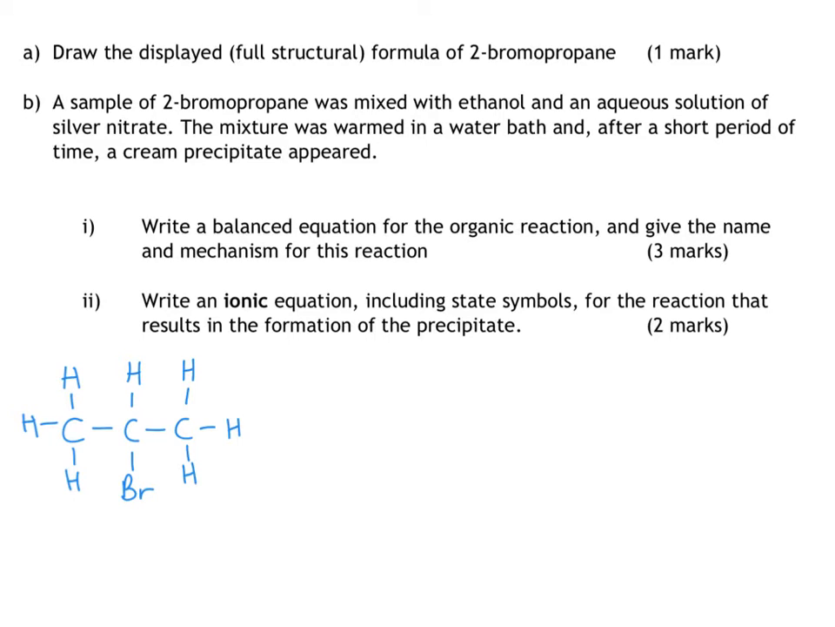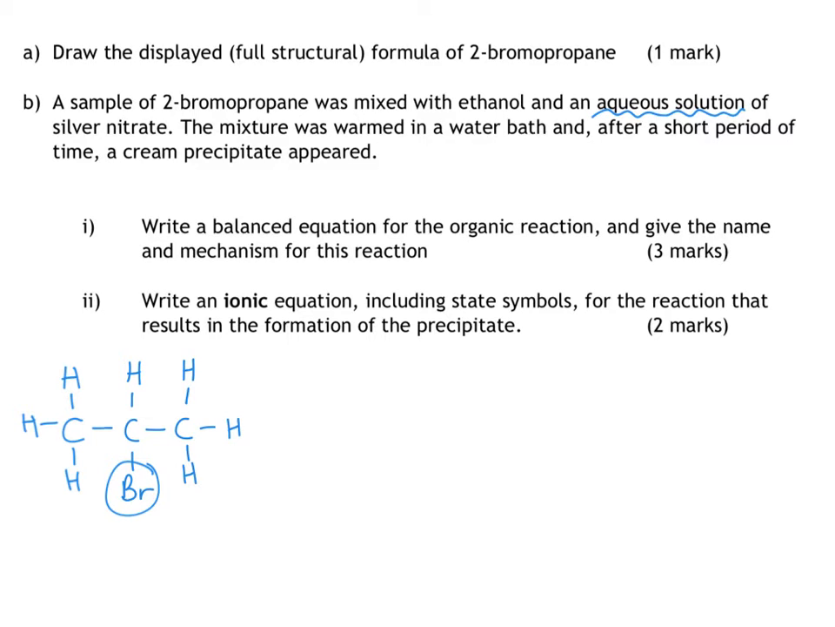So, a sample of 2-bromopropane was mixed with ethanol and an aqueous solution of silver nitrate. Aqueous is important. The mixture was warmed in a water bath, and after a short period of time, a cream precipitate appeared. So this reaction is involving the substitution of the bromine with an OH group, and we're not told that any sodium hydroxide is added, we are only told aqueous solution. So the key thing here is that the reagent that's reacting is water.